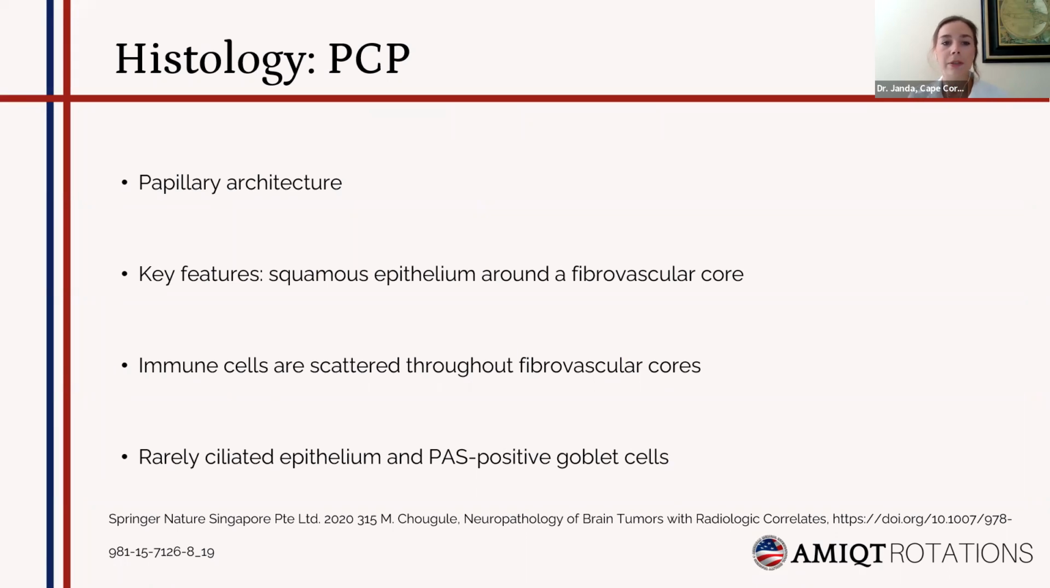Okay, now in comparison, the histology of the PCP, like the name already indicates, has a papillary architecture. The key feature here is the fibrovascular core surrounded by the monomorphic squamous epithelium. T cells, macrophages, and neutrophils can also be commonly seen throughout the fibrovascular core. And rarely, we also have a ciliated epithelium and PAS-positive goblet cells, which are usually needed to produce the protective mucus layer in the intestinal wall.